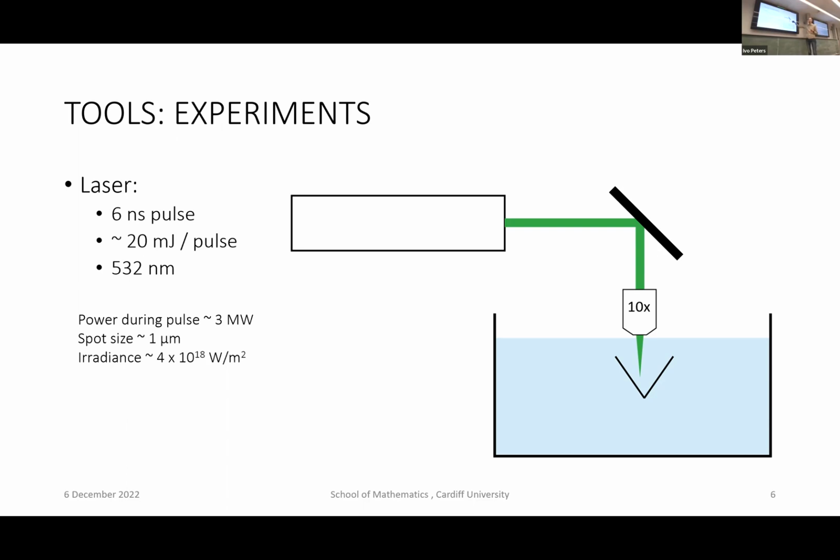Then I focus this spot down to a very small area. So the irradiance is extremely high. It's 10 to the power 18 watts per square meter. Only a small amount of this is actually being absorbed by the liquid, but that's still more than enough to locally turn your liquid into a plasma and then a vapor. So that's more than enough energy to generate a bubble. That's the main story of this.